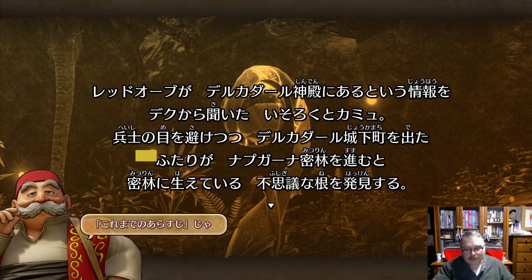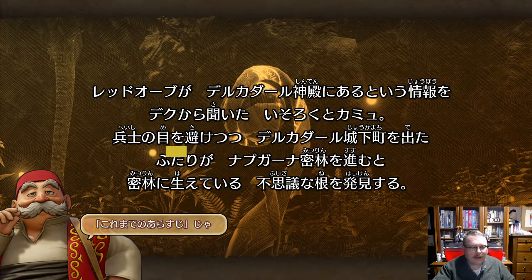Then after that, all you have to do is build up thousands and thousands of words of vocab. Okay. Next sentence. Heishi no me o saketsutsu. Derukadaru Jokamachi o deta futari ga Napugana Mitsurin o susumu to Mitsurin ni haeteru fushigi na ne o haken suru. Okay. So this tsutsu means as they do something.